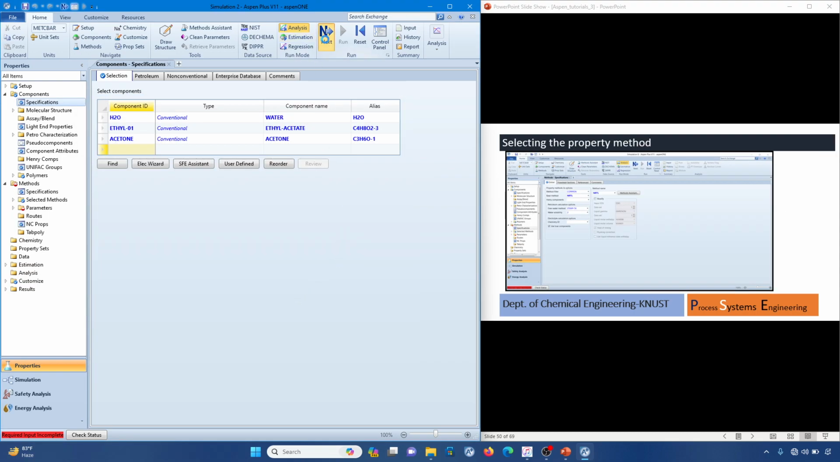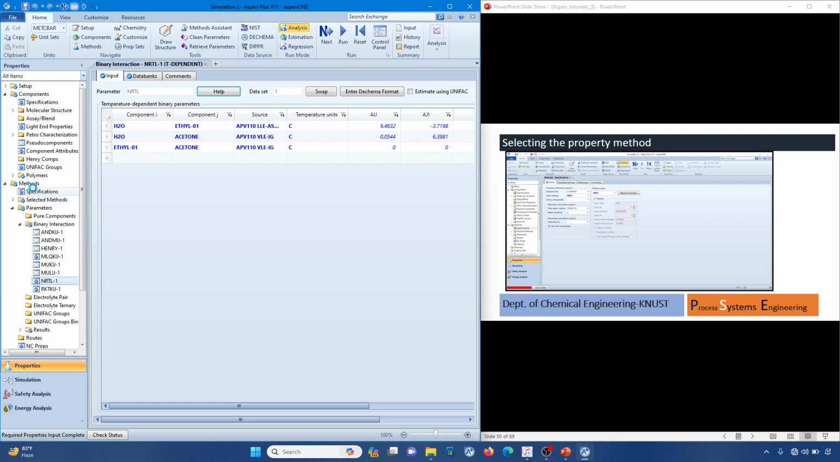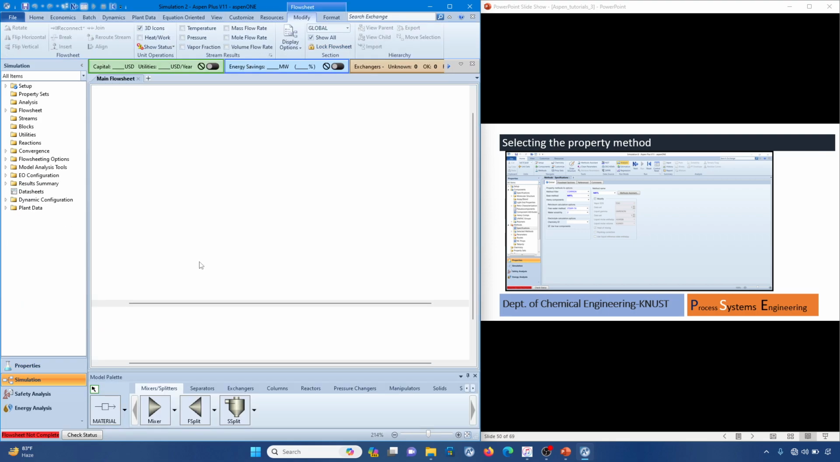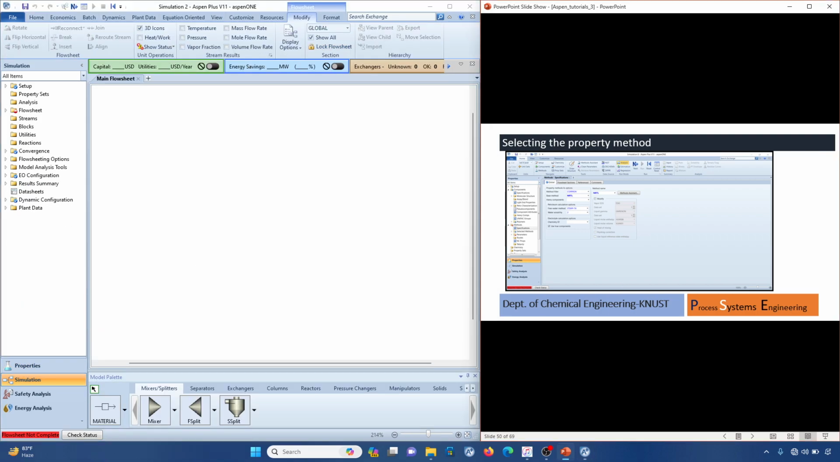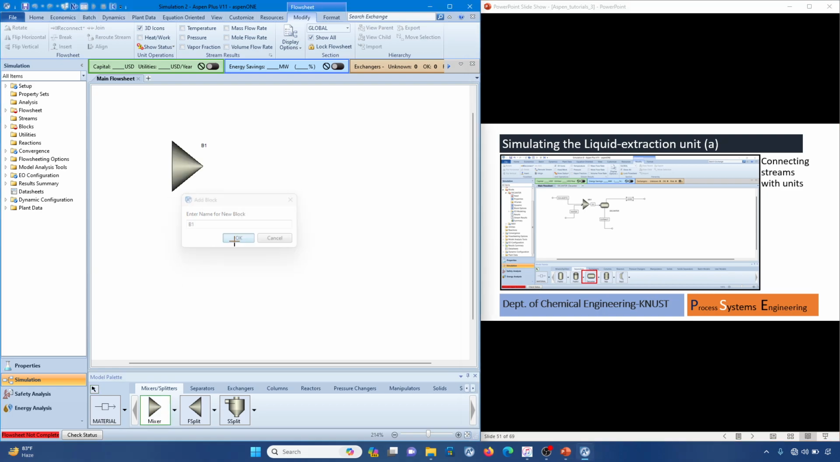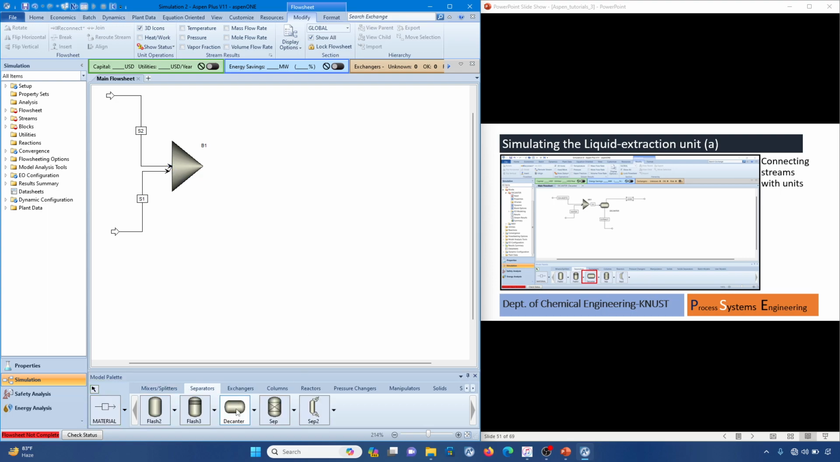So we have our components and our property method. Move to the simulation environment. We're going to use a decanter to model the extraction. It's the first alternative or solution. So we'll mix the two feed streams, the solvent phase and the liquid, and decant.